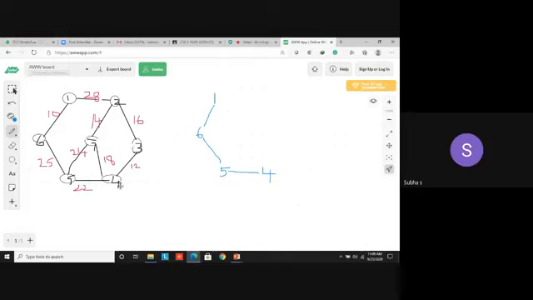Okay. So from 4, how many paths are there? 2 paths are there. 4 to 7 and then 4 to 3. Okay. Which one do we have to choose? 4 to 3. That is the minimum cost. So 4 to 3.